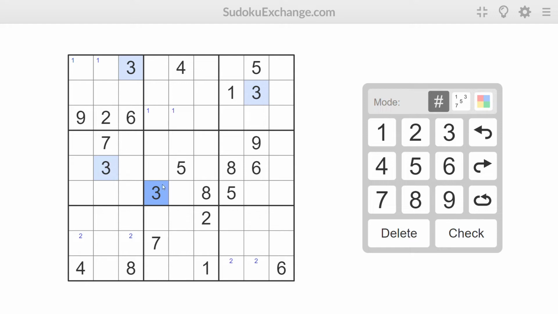Three. This 3 covers these three cells. This 3 covers these three cells. So we're left with these two to put in, or rather pencil mark, candidate 3. This 4 sees these two cells. This 4 sees this one. So we can put a pair of 4s in these two cells.